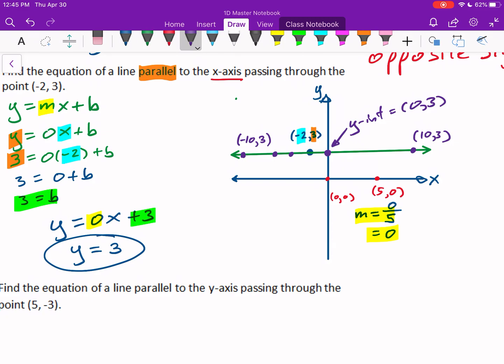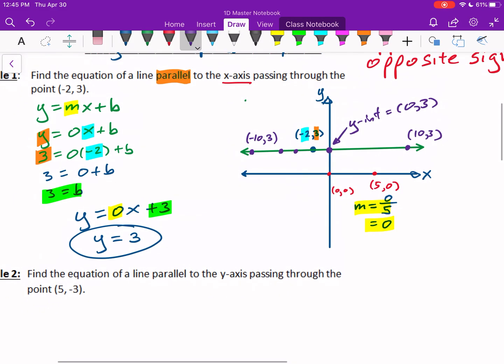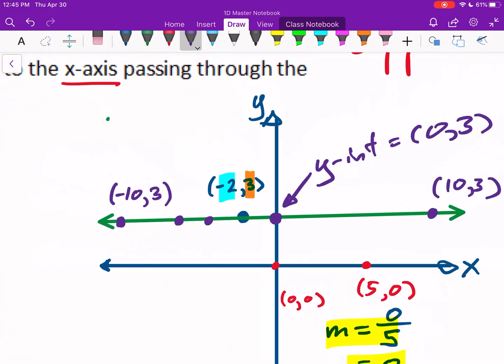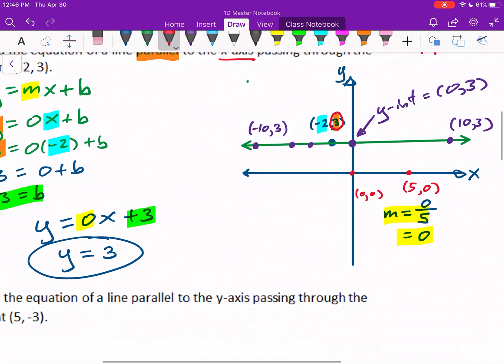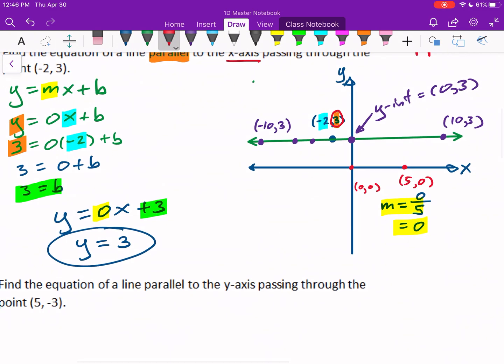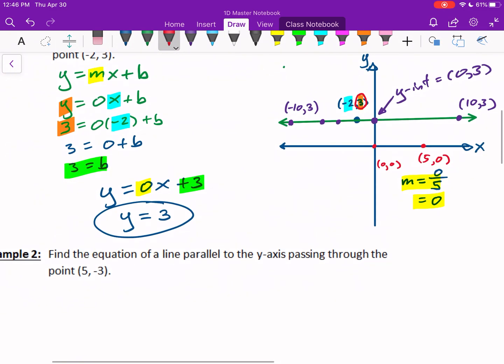If I understood that it has to be parallel to the x-axis, I could have skipped all this work I did and simply focused on this here, the 3, the y-coordinate in the point that it has to go through. Because then I know that all points have to go through that, and I could have just said y equals 3 without even doing any other work whatsoever.